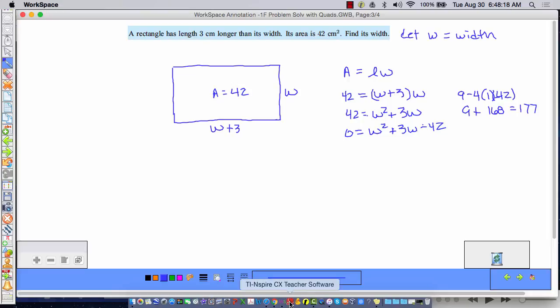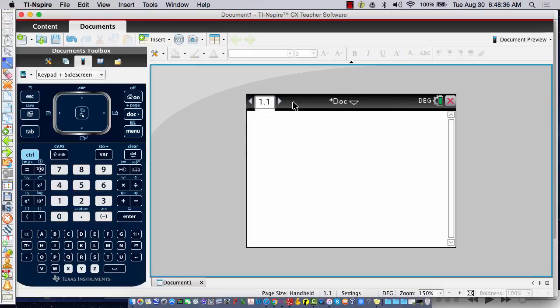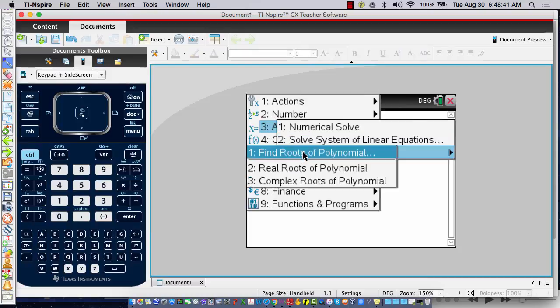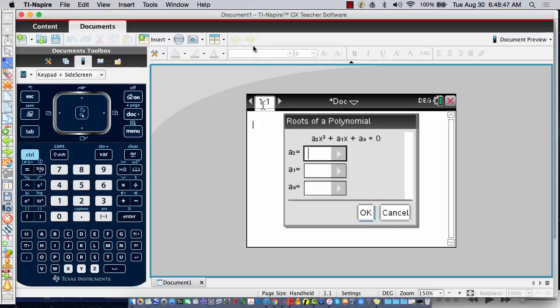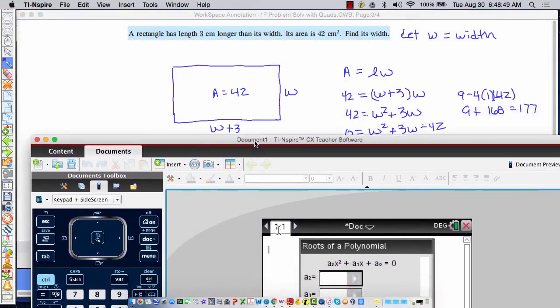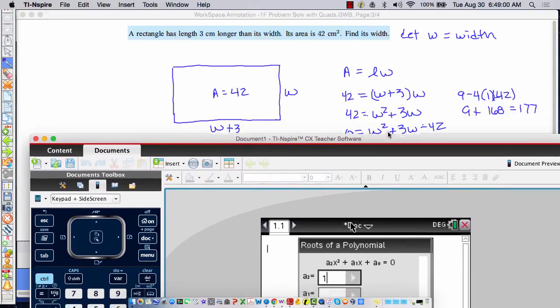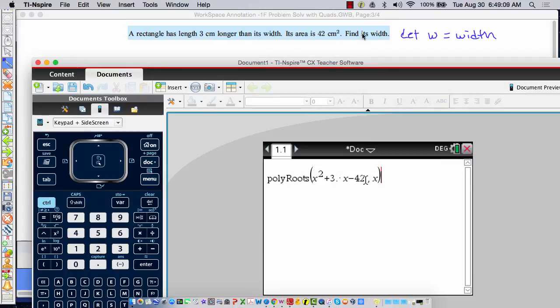So I am going to use my handy dandy calculator, and I'm going to use the algebra function and polynomial tools and find the roots of a polynomial. It is of degree 2, and now I just need my coefficients. So where are we? A2 is 1. That's the coefficient of the squared term. A1 is 3, and A sub 0 is negative 42. So I got to remember that. 3, negative 42. Okay. And so it's all set for me.